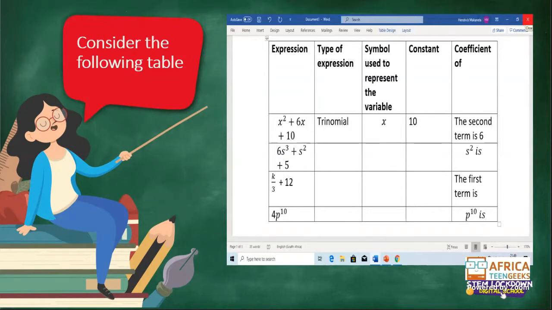Exactly. It is 1 over 3. That is the coefficient of the first term. It should be 1 over 3. It's a third. Right, we are going to the last one now before we wrap up.